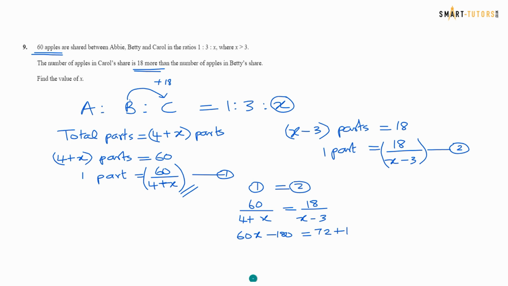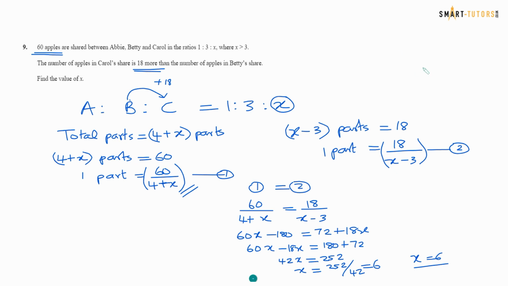Yes, 18x. And so 18x coming this side, so 60x minus 18x, and 180 going other side, so 180 plus 72. So 252 here, and this is going to be 42x. So x equal 252 divide by 42, which is 6. So x equals 6.